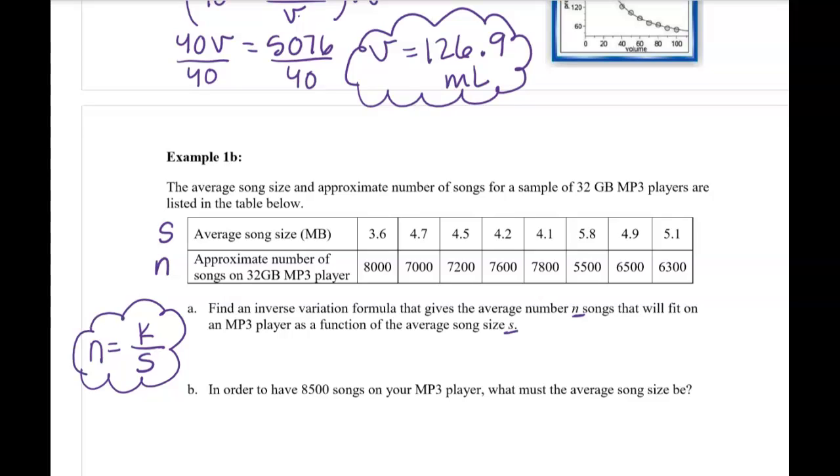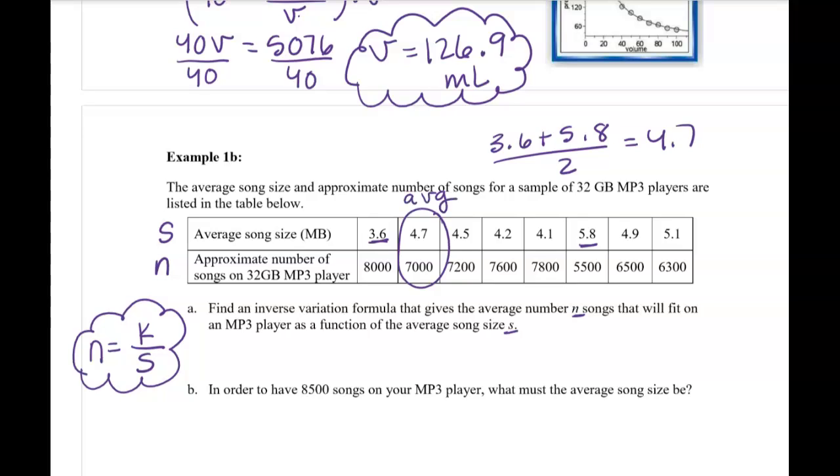Now we have to find an average point again. It looks like our smallest average song size is 3.6, and our highest is 5.8. You find the average: 3.6 plus 5.8 over 2, you get 4.7. That's about our average point, so I'm going to use this one, okay?